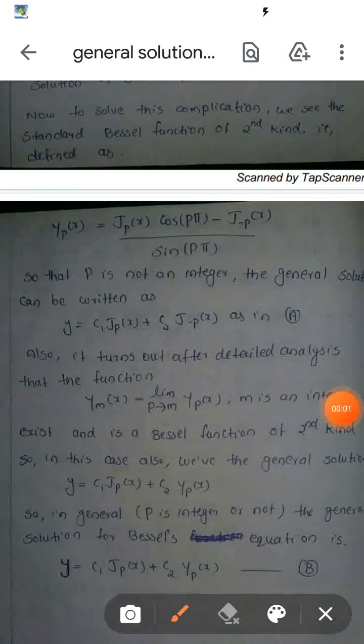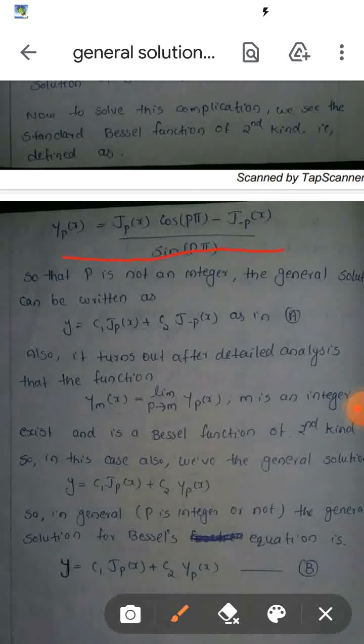To solve this complication, we define the standard Bessel function of the second kind, that is, Yp of x is equal to Jp of x cos p pi minus J minus p of x, divided by sine of p pi. Where p is an integer, the value of sine p pi is 0, so it does not exist. Therefore, we take p is not an integer.